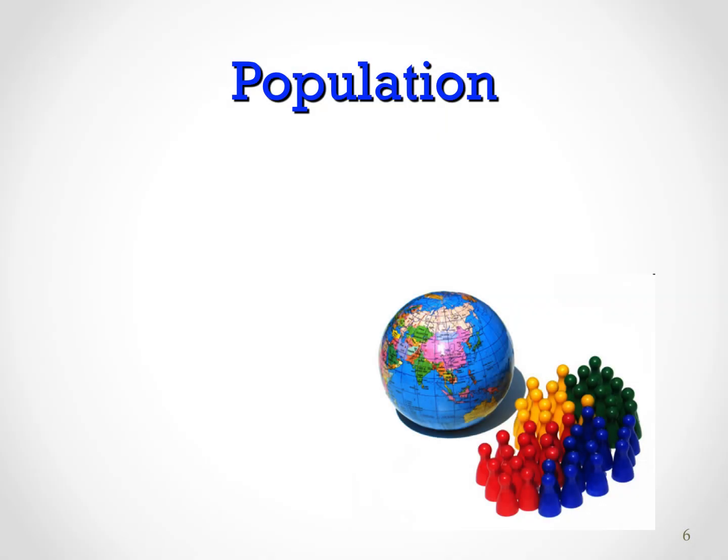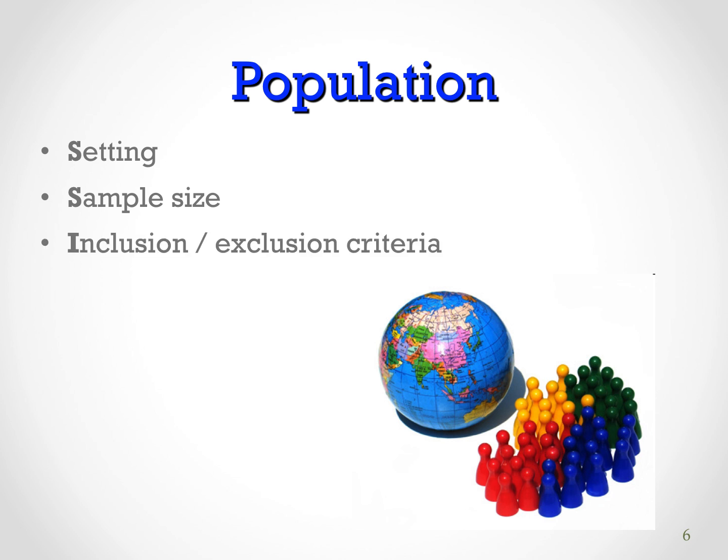The methodology section should include the setting, for example, a busy inner-city district general hospital. The authors should mention how the sample size was calculated and what the inclusion and exclusion criteria were, how the recruitment took place, for example, 7 a.m. to 7 p.m. weekdays over a period of 4 months.